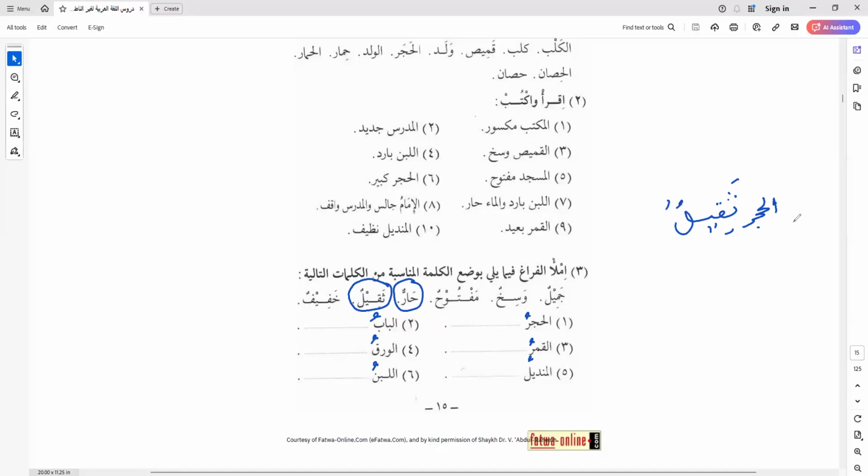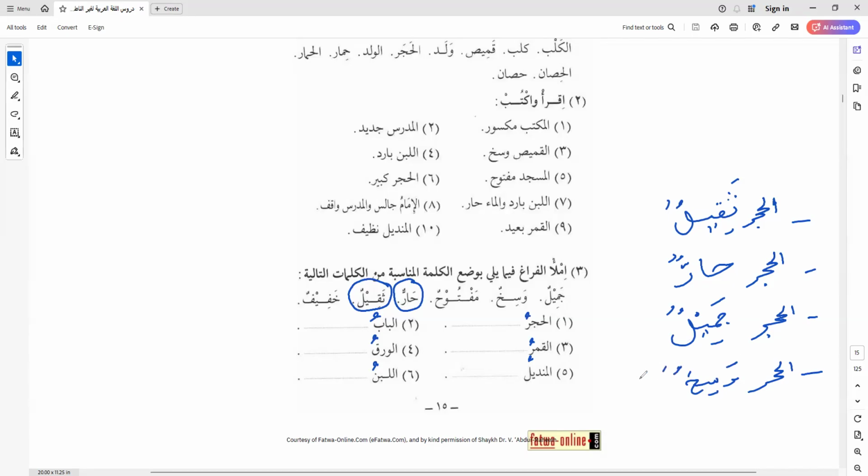Thaqilun, or I can write al-hajaru harrun. The rock is hot. Maybe somebody might have baked it or it got exposed to the sun or something like that, and then it becomes hot, right? But I can also say al-hajaru jamilun. The rock is beautiful. And I can also say al-hajaru wasikhun. The rock is dirty. Yeah, rocks can be dirty too.